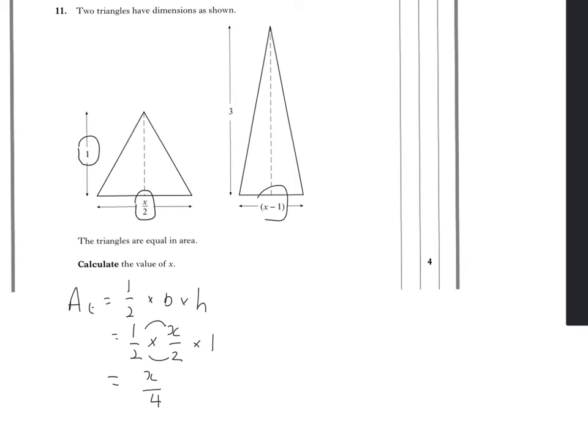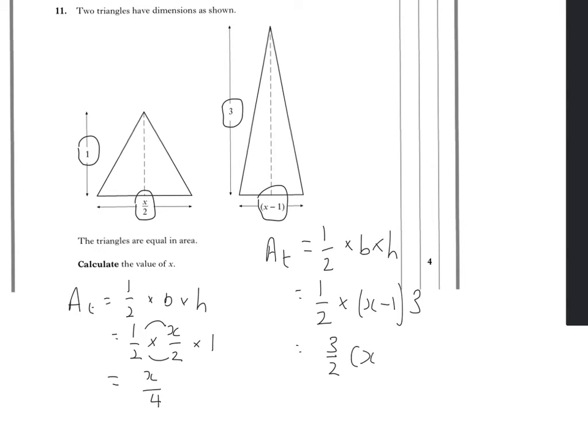This triangle here, the base is x minus 1, and the height is 3. So again, half times base times height. Half times x minus 1 times the height, which is 3. So a half times 3, that's 3 halves, so that's 3 over 2 bracket x minus 1.